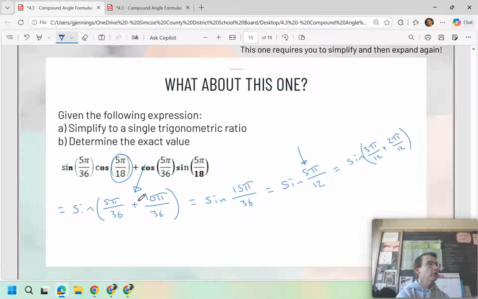Comfortable with that one? Or is there some discomfort on one like this?